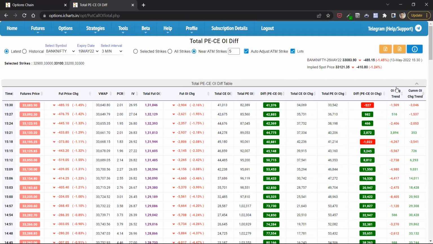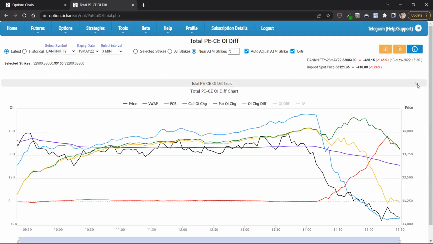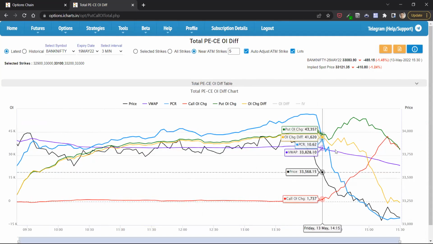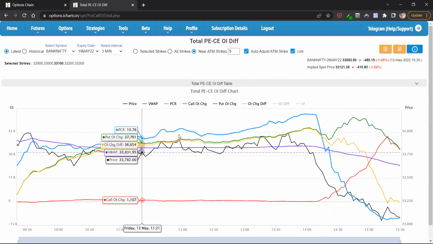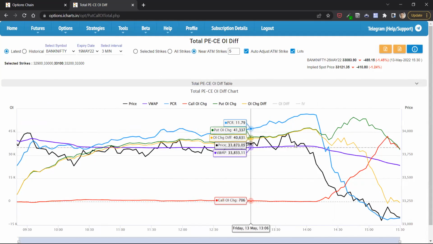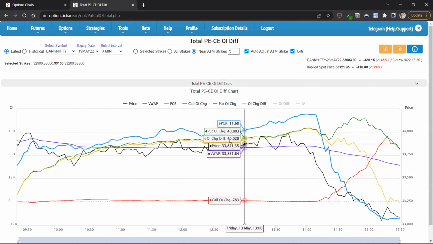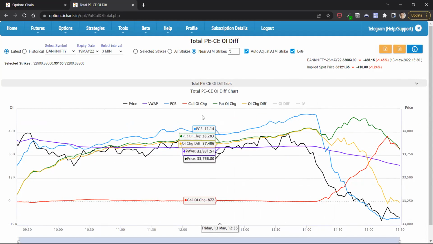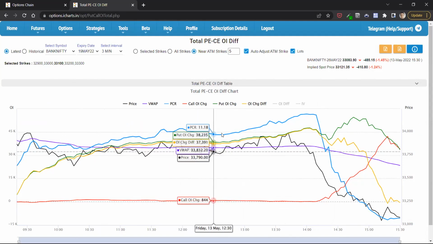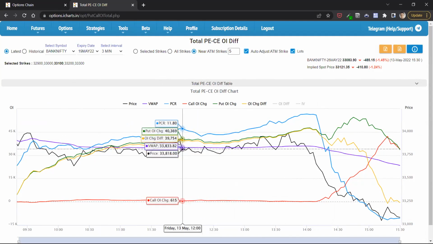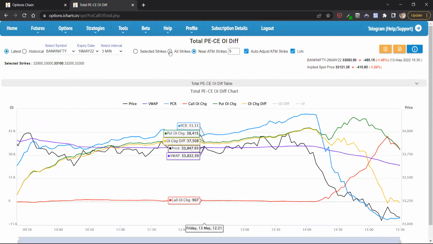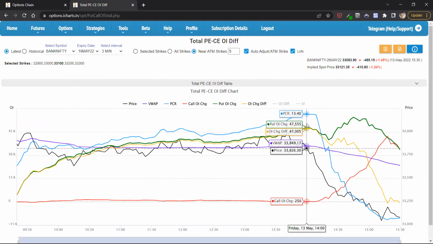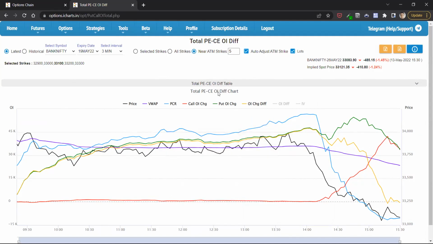If I collapse this data table, the PCR you see here is again the selected strikes PCR. This could be useful if you want to monitor it. This is different from the other tools, where it is the overall PCR. If you select all strikes, then this PCR will be the same as that PCR. But many people had asked for selected strikes PCR, so this is the tool to use for that.